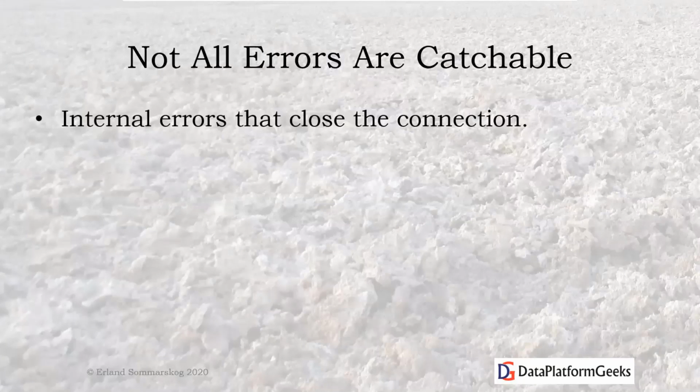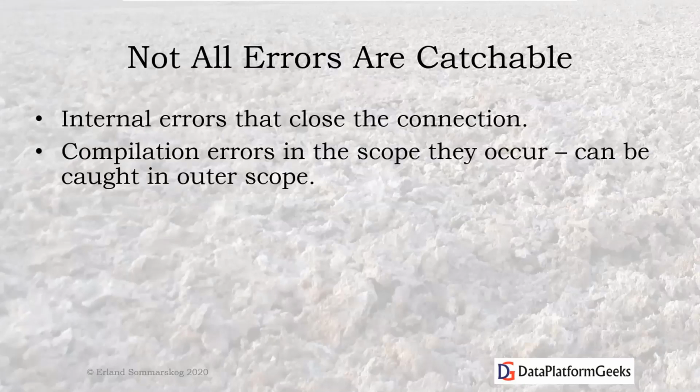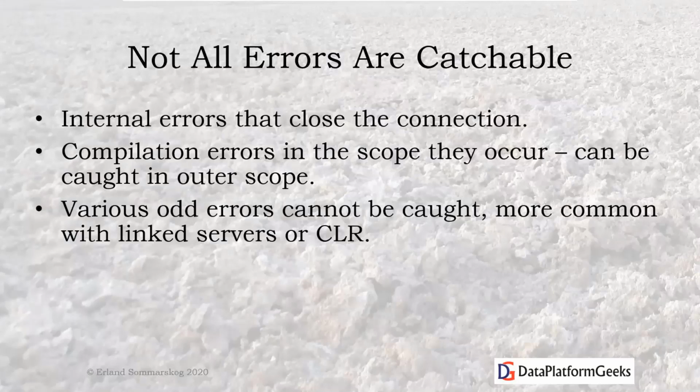You cannot catch these internal errors that close the connection. But as I said, that's all right. You cannot catch compilation errors in the scope they occur, but you can catch them in outer scopes. Then I didn't show you this, but there are various odd errors you cannot catch. More common with, how should I put this, marginal or outside extra features like linked servers, the CLR, full text.